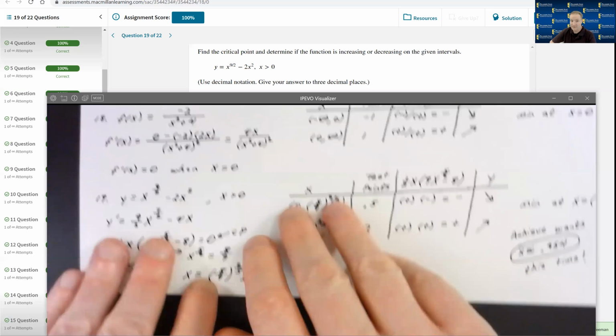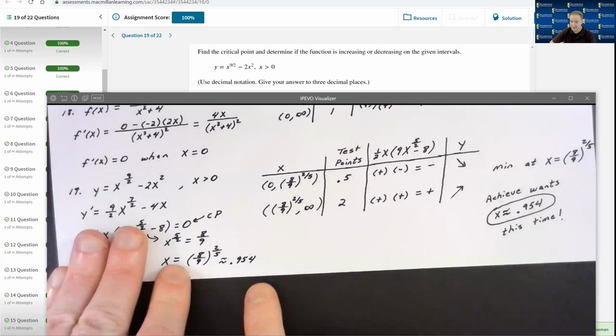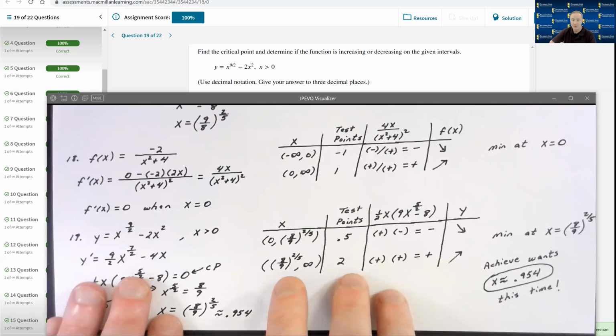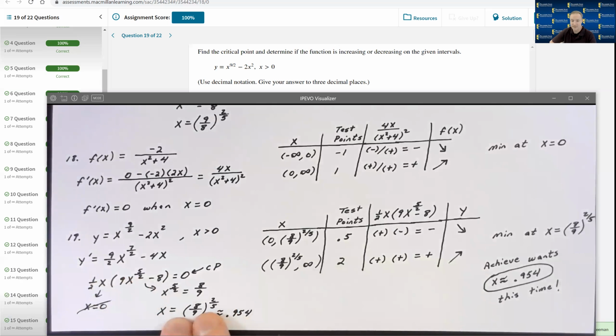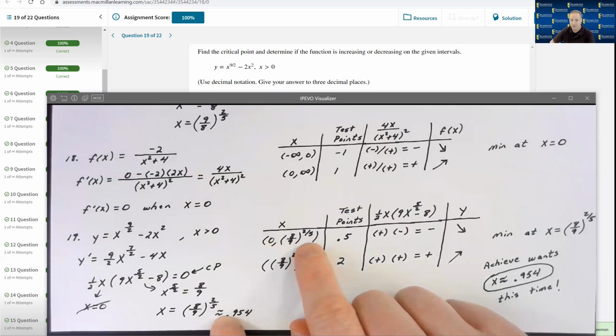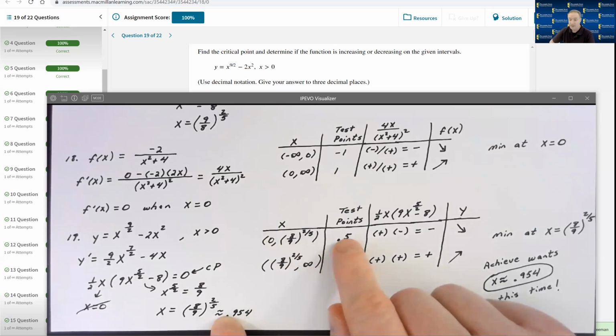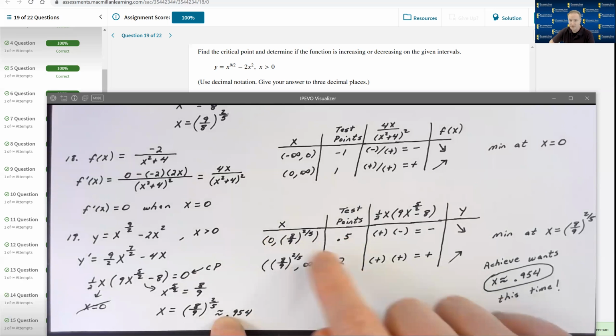Now, unlike 17, where it wanted me to keep the answer in exact format, it didn't want that this time. So I went ahead, went to my calculator and said, let's take 8/9 raised to the 2/5 power, and I got 0.954. So now we're saying our first test interval is from 0 up to this critical point, and then we go from the critical point to infinity. I chose test points within each region. 1/2 fits nicely in the first one, and 2 certainly fits in the second one.